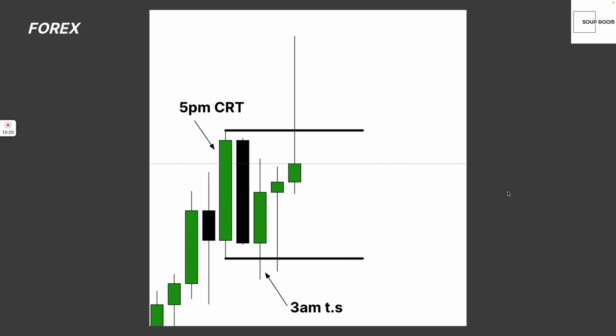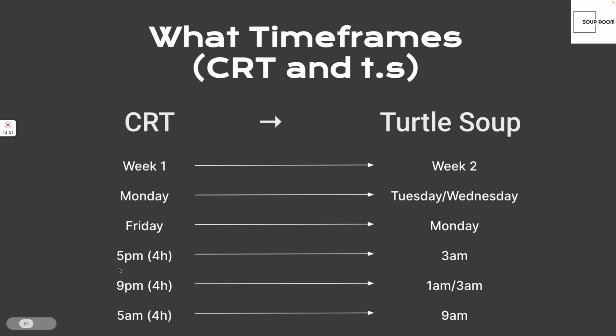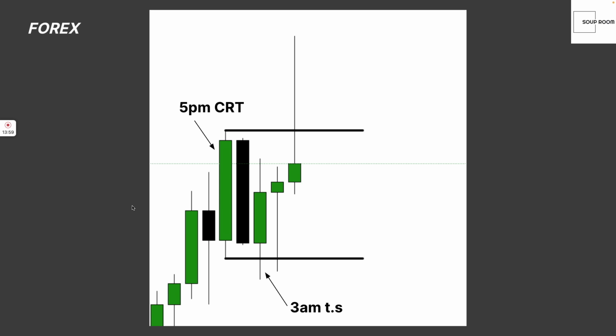So let's look at an example for Forex. CRT formed at 5 p.m. As mentioned, where is the turtle soup going to perform if we formed a CRT at 5 p.m.? At 3 a.m. As you can see, 3 a.m. turtle soup. This is a 4-hour time frame. So 3 a.m. turtle soup distributing to the opposing end of the range. If we go back, you can see 5 p.m. 4-hour CRT, 3 a.m. turtle soup. Exactly what happened here.